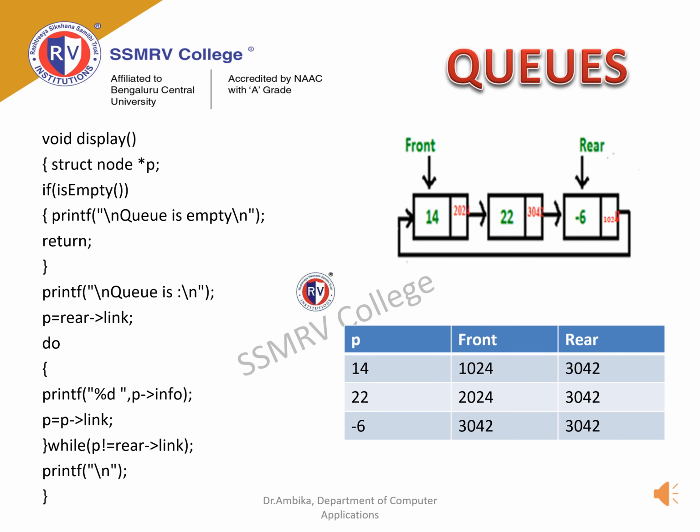When the user makes a call to the display function, a node by name P is created. If statement is evaluated to check if the queue is empty. As the queue has 3 items, the next series of statements are executed. P is initialized to rear link, that is 1024 address location. 14 is displayed. Then P is reinitialized to the next location 2024. 22 is displayed. Similarly, P is reinitialized to 3042 memory location and -6 is displayed. As the while statement turns to become false, the control is passed to the main function.